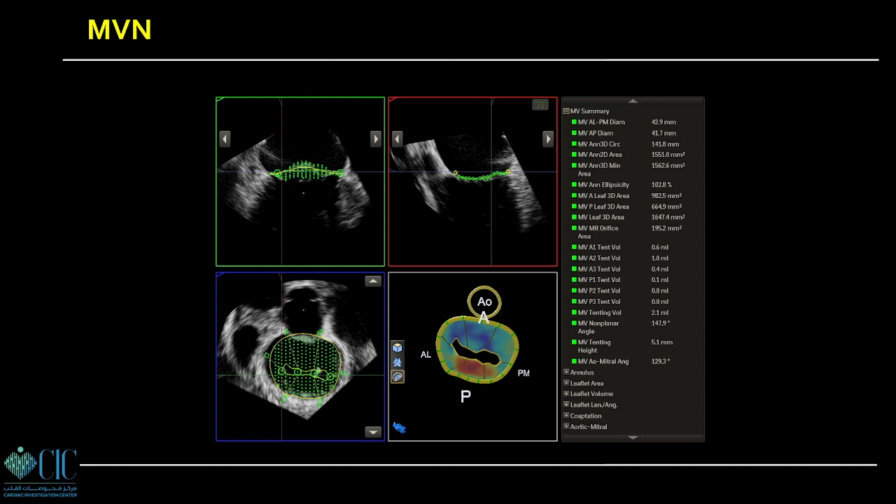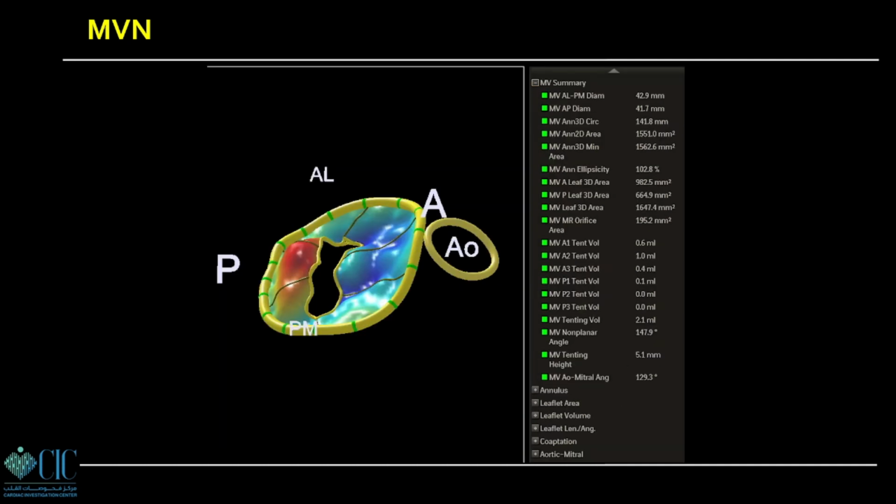Or even more, the quantification by the MVN, mitral valve navigation, by the QLab, or the one we have just done in the room, the 4D MV analysis, which is much easier. Quantification by the annulus diameter, the prolapsed volume, even if there is a malcoaptation gap, will give you the area of this malcoaptation gap.